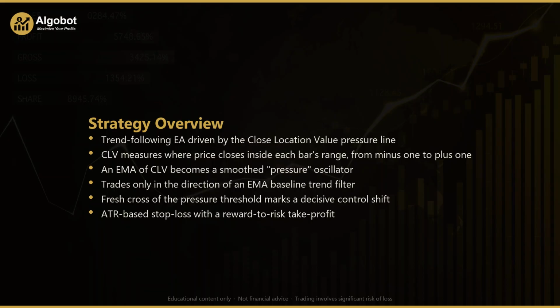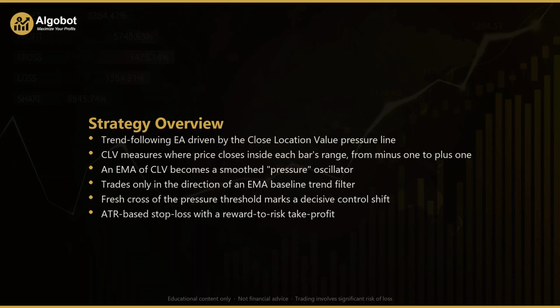On top of that, there's a trend baseline filter. The EA calculates an exponential moving average of the closing price and checks both its slope and which side of it price is trading on. The strategy only ever trades in the direction of that dominant drift, never against it.